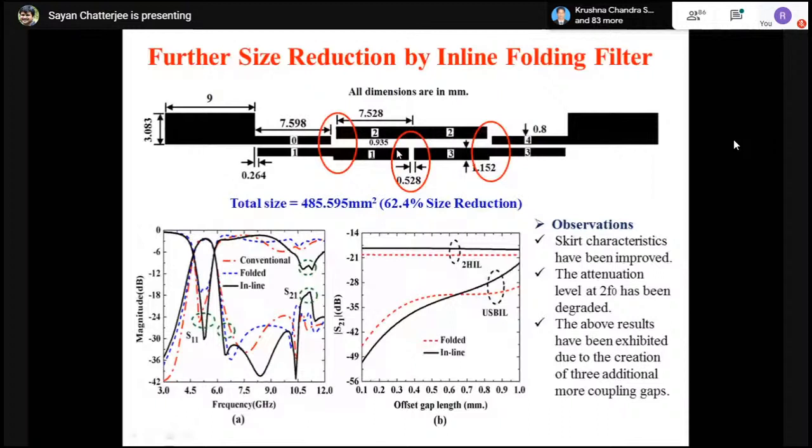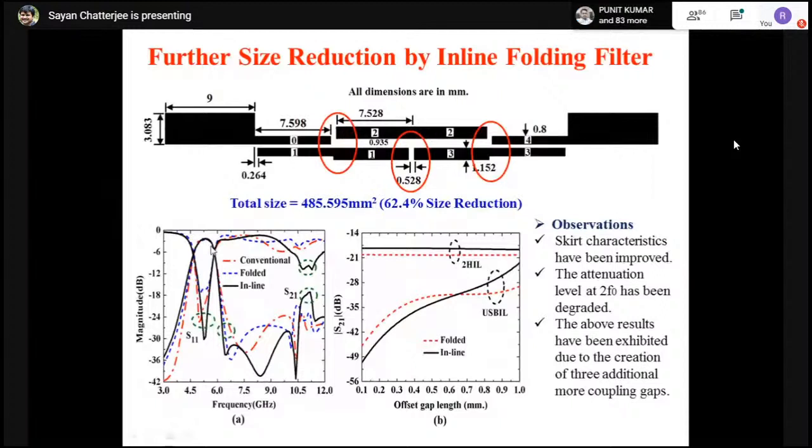At least, maybe you have a certain length in the x direction, but I have reduction in the y direction. So either in the folded dimensions where you have a gap in the upper or a gap in the lower, you have inline configurations. Again, you can have comparison. You can see folded, inline and conventional.